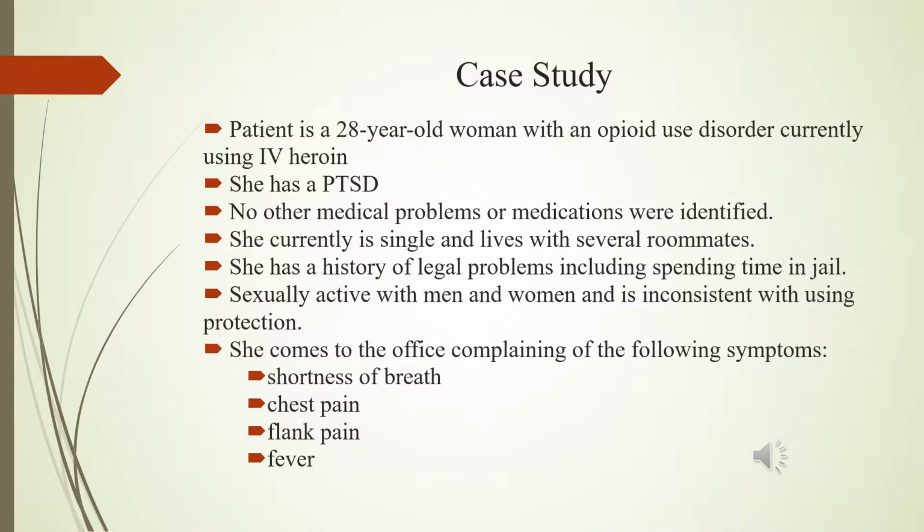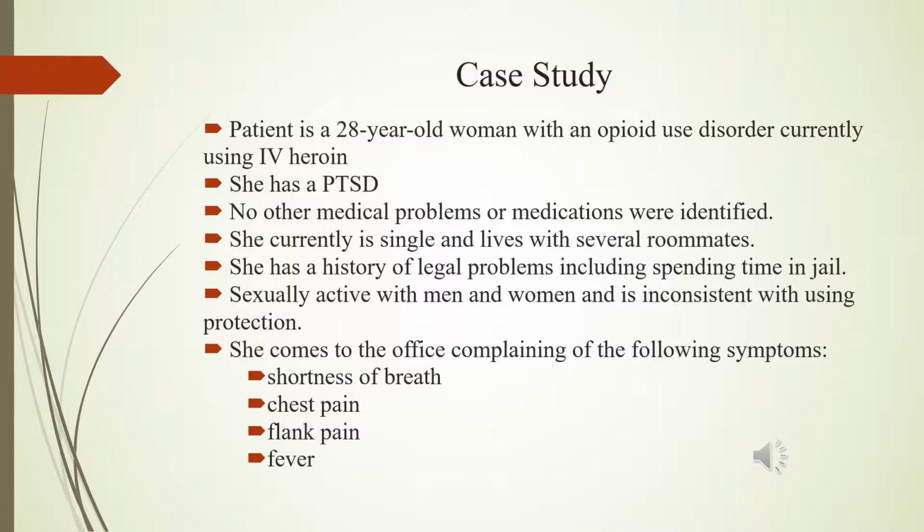My case study is regarding a patient who is a 28-year-old woman with an opioid use disorder, currently using IV heroin. She has a history of post-traumatic stress disorder, and no other medical problems or medications were identified. She currently is single and lives with several roommates. She has a history of legal problems, including spending time in jail. She is sexually active with both men and women and is inconsistent with using protection.